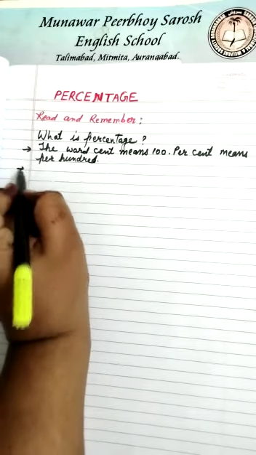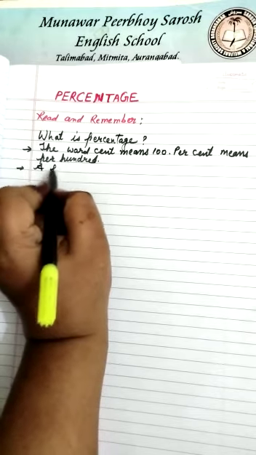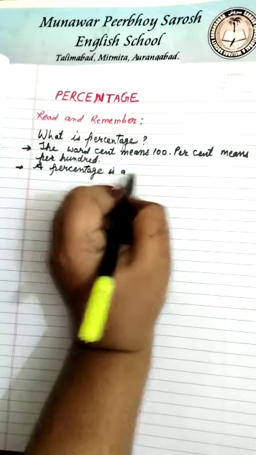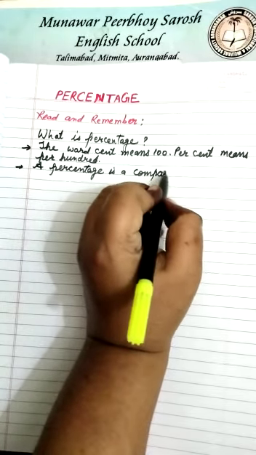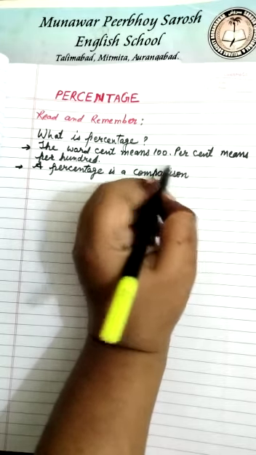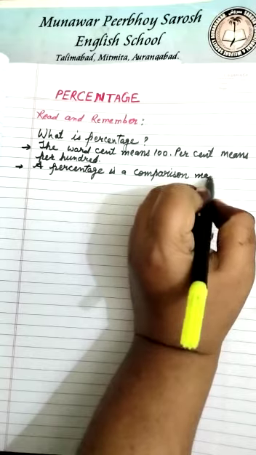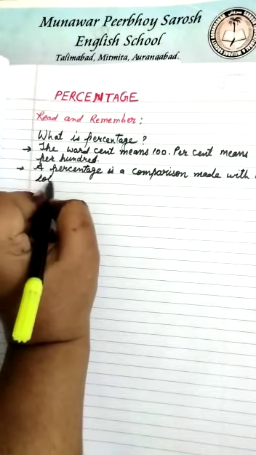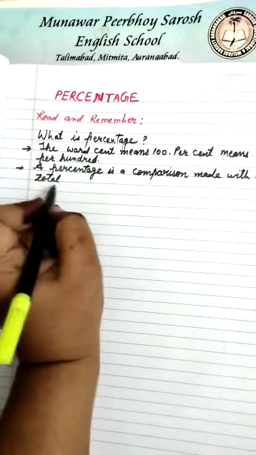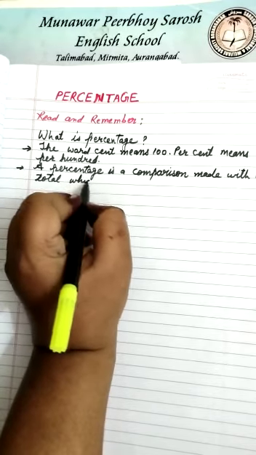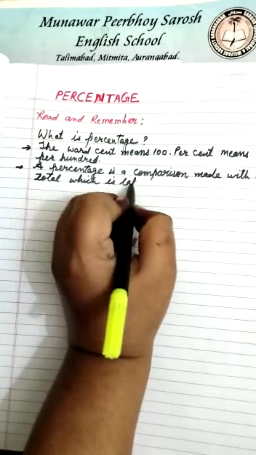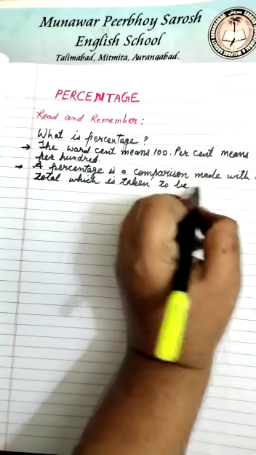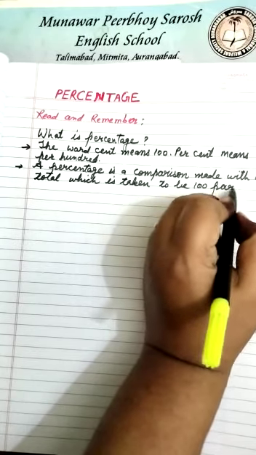So a percentage is a comparison made with a total which is taken to be 100 parts.